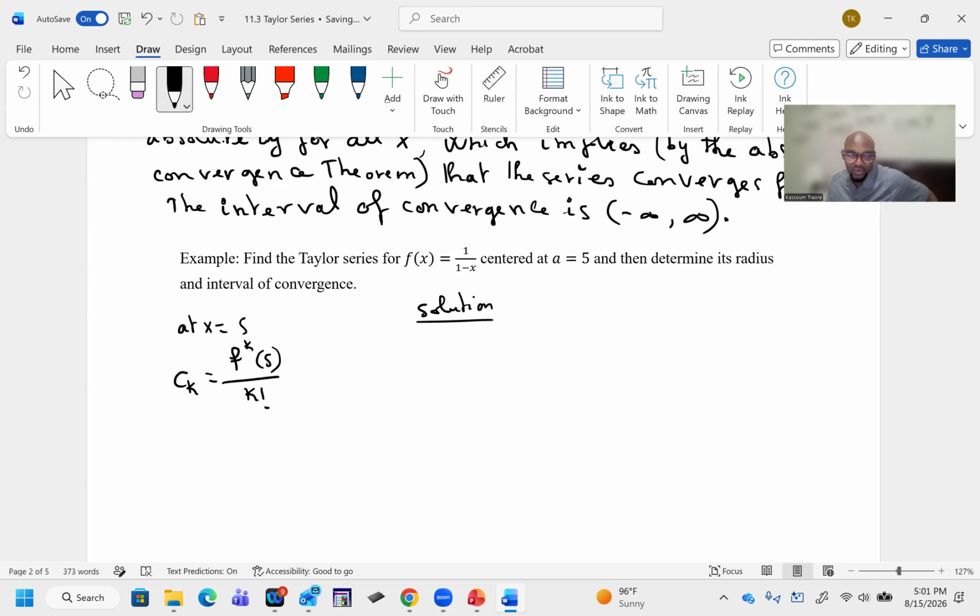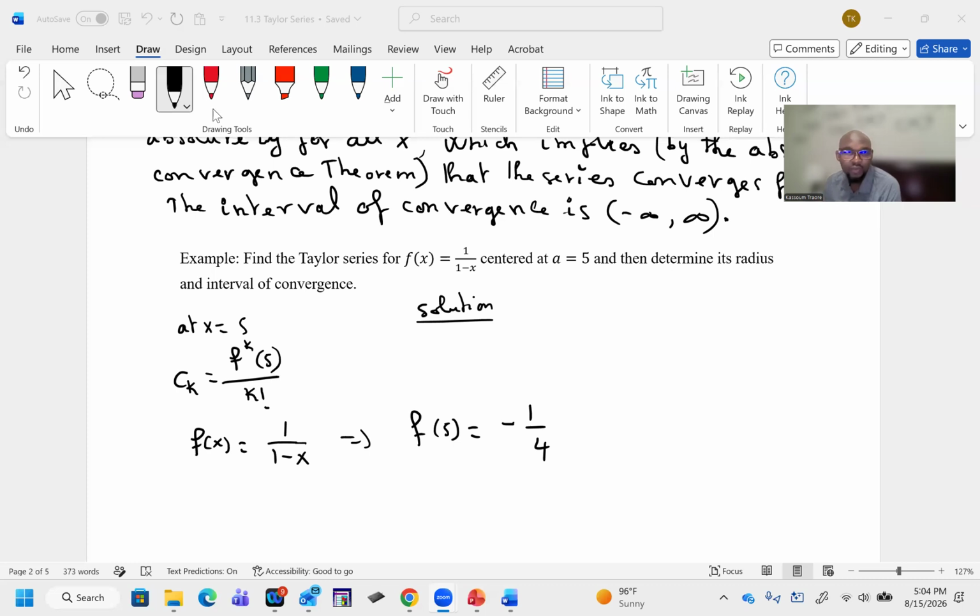So we already know f of x is what? 1 divided by 1 minus x, which means f of 5 will be equal to negative 1 divided by 4. Again, it's important to follow this pattern all the time, right? So that means my c0 will be what? Negative 1 over 4 divided by 0 factorial, which will be negative 1 divided by 4, right?